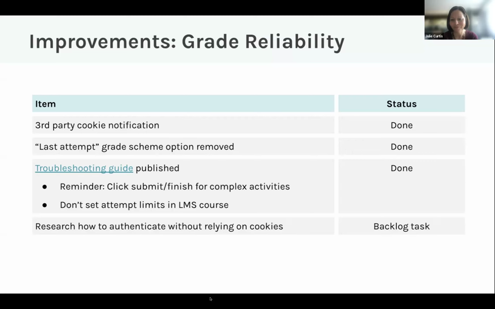Go ahead. So we have made some improvements to grading reliability. We now have a notification that students get to turn on third-party cookies, which will then help submit the grades back to the gradebook. We've removed the last attempt grading scheme from the book editor, when you add your H5P activities. We just recognize that the other options are used more often and are much more accurate. Or I wouldn't say more accurate, but last attempt is no longer needed, and so we removed that. And we have also added some troubleshooting guides published.